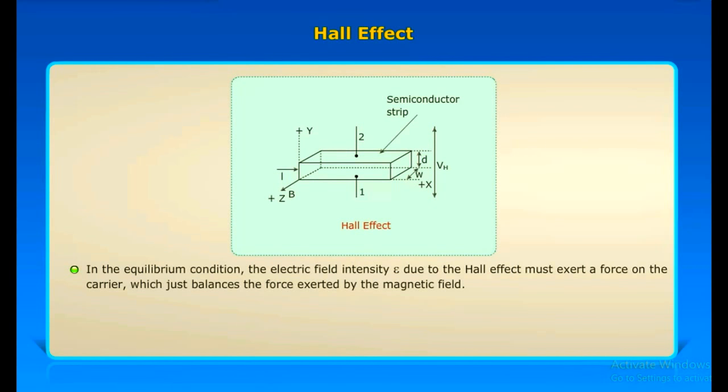In the equilibrium condition, the electric field intensity due to the Hall effect must exert a force on the carrier which just balances the force exerted by the magnetic field, where E is equal to magnitude of charge on the carrier, V is equal to drift speed.